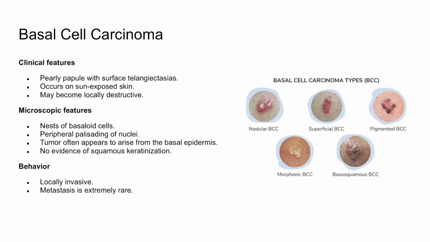All right, basal cell carcinoma is the most common human malignancy and usually develops on sun-exposed skin, particularly the face. The classic presentation is a slowly growing pearly papule with visible surface telangiectasias, sometimes with central ulceration. Microscopically, it contains nests of basaloid cells with peripheral palisading of the nuclei and retraction spaces between the tumor nests and surrounding stroma. Unlike squamous cell carcinoma, it does not form keratin pearls or show prominent squamous keratinization. Basal cell carcinoma is locally invasive and can cause substantial tissue destruction, but metastasis is exceptionally rare.